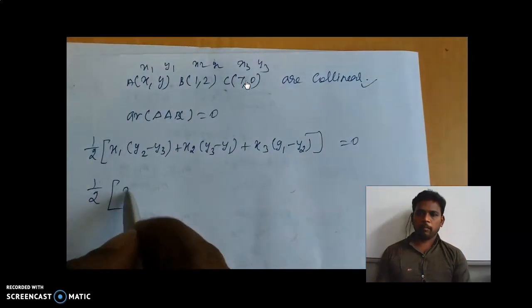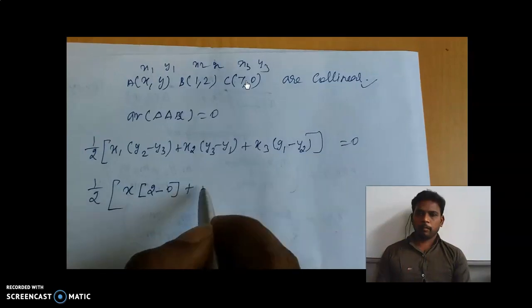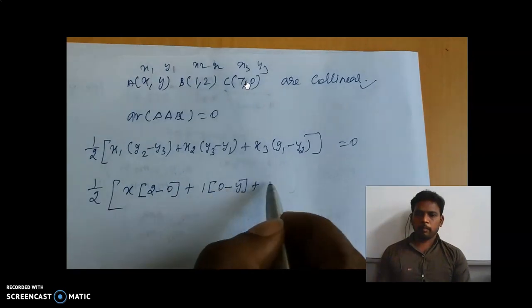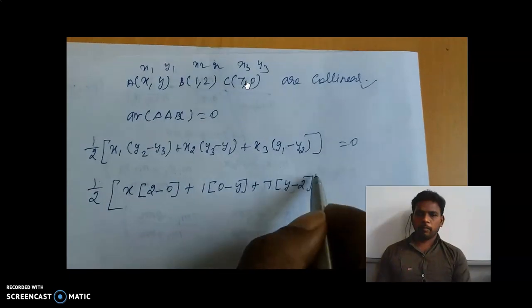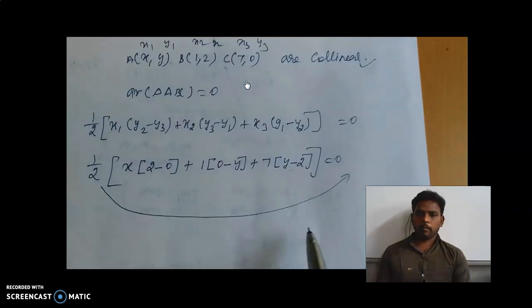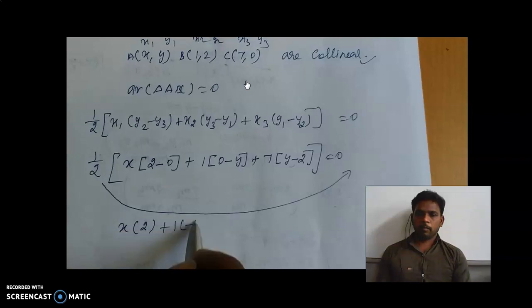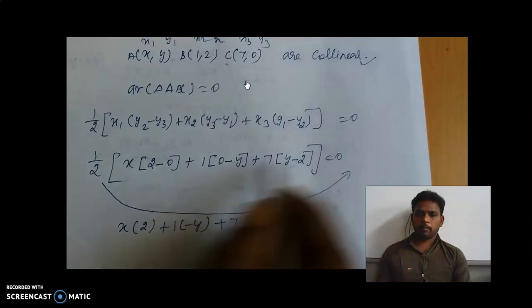Okay, so x1 value x into y2 value 2 minus y3 value 0. Then plus x2 value 1 into y3 value 0 minus y1 value y plus x3 value 7 and y1 value y, y2 value 2. So equal to 0, right? And just transpose this to the right hand side. So already 0 is there, it will become multiplication of the 0, therefore it will become 0. Therefore remaining x into 2 minus 0, 2 and plus 1 into 0 minus y plus 7 into y minus 2 equal to, so 2 into 0, 0.